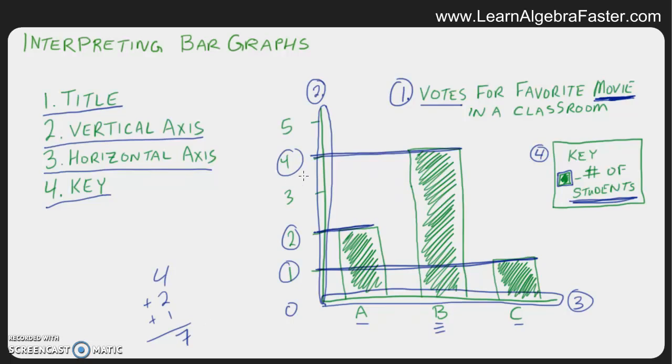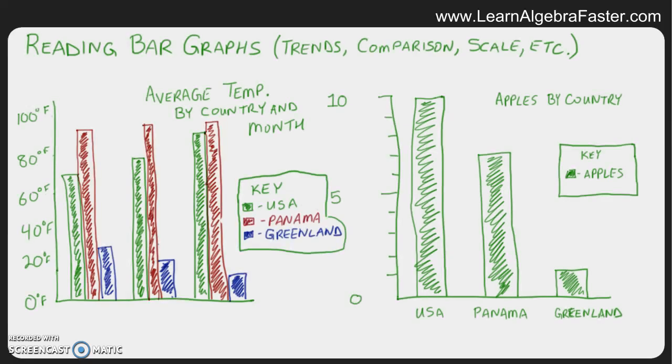So that's pretty cool. Every bar graph has all 4 of these key groups of information, and when you use them all together, you can interpret any bar graph. So let's move on and go to a different example. Let's find out some more things that you can do with bar graphs. In this example, we want to talk about reading bar graphs. So this is kind of like interpreting.